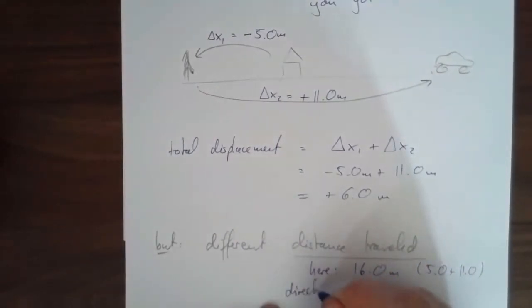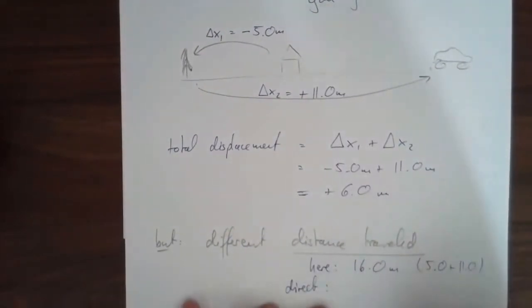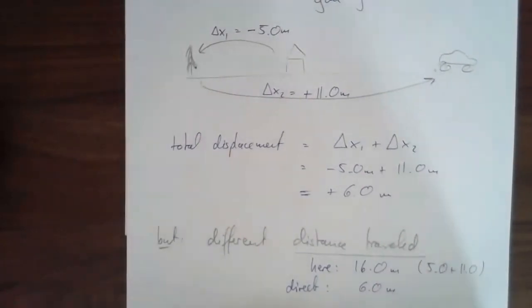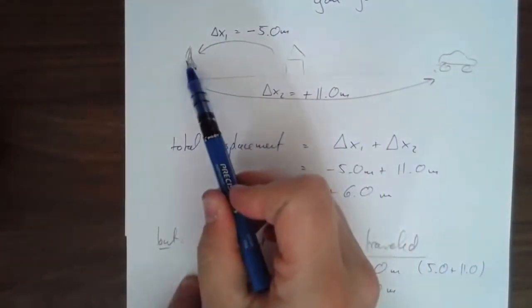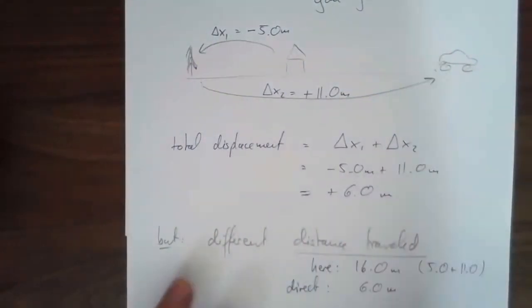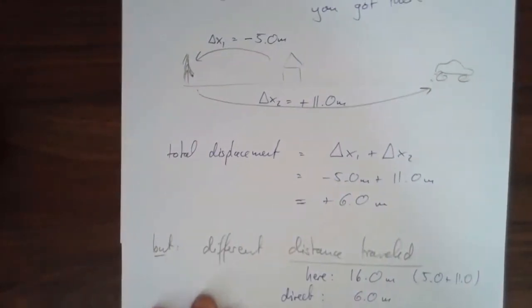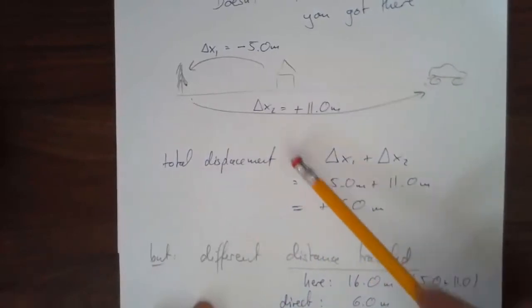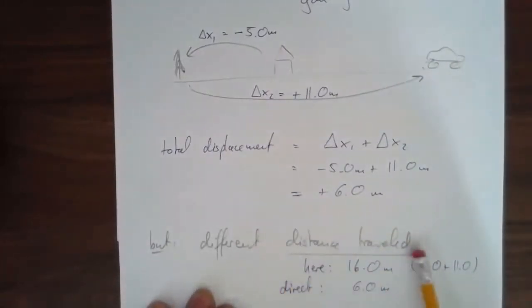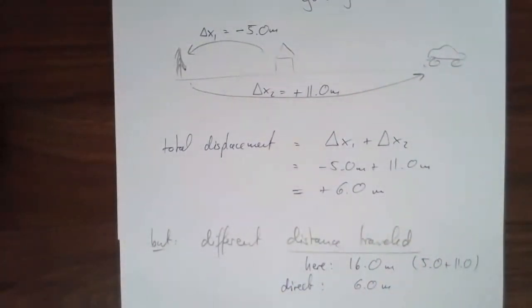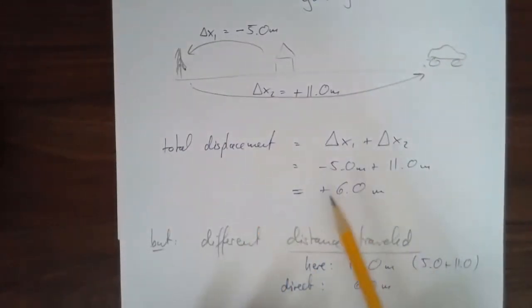Whereas if you had taken the direct route, it would have just been 6 meters. So you would never have gone those 5 meters there and then the 5 meters back to the house before we kept going. So don't confuse the two. Displacement versus distance traveled. Interestingly, the distance traveled doesn't really depend on your coordinate system at all. Right? Displacement, the sign sort of depends on it.